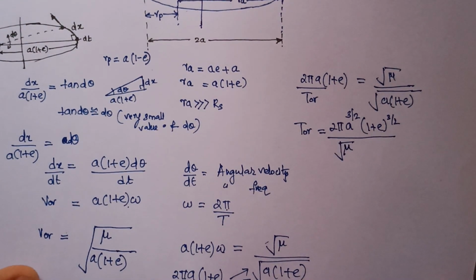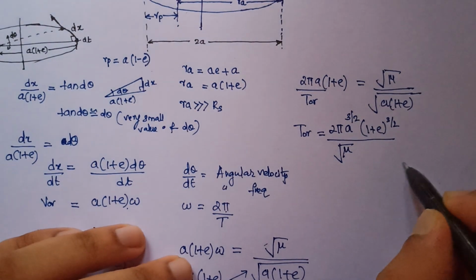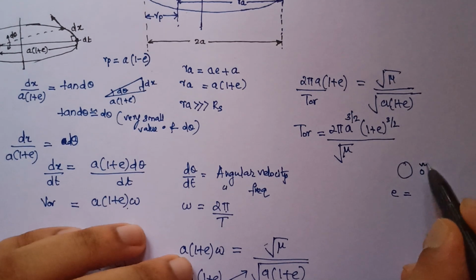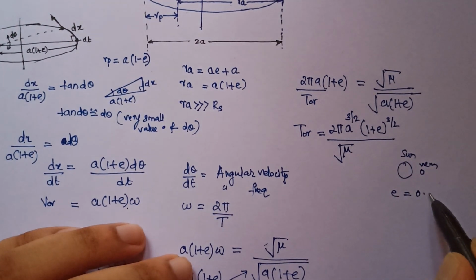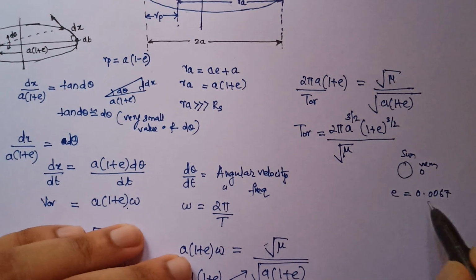Now, here my favorite planet is Venus, because in 2025 we have a space mission coming up, called the Shukrayan program, which will be headed by ISRO. So I dedicate this e value for the Sun and Venus combination. Your e value is going to be 0.00 let's say 67, which is very less.